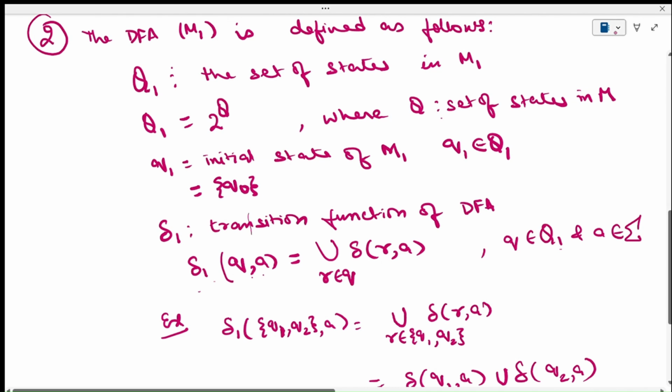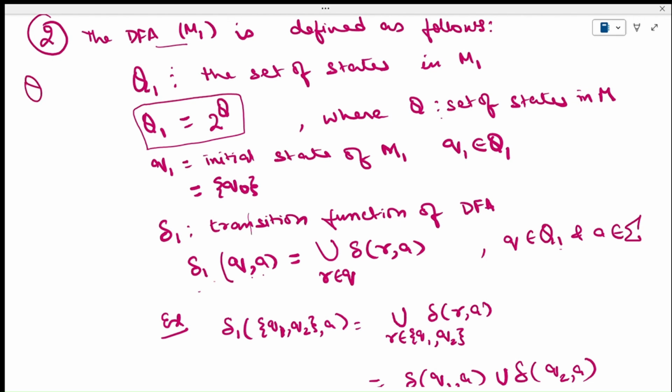M1 is defined as follows. M1 is the DFA. Q1 is the set of states in M1. Q1 is 2 raised to the power Q. Remember that we are going to make the conversion from a non-deterministic finite automata. Suppose some non-deterministic finite automata with Q states is already there, and it is now converted to a DFA. So the number of states the DFA can have is 2 raised to the power Q. Suppose there is some NFA with 2 states, a DFA can have a maximum of 4 states. 4 states are possible, 2 raised to the power Q.